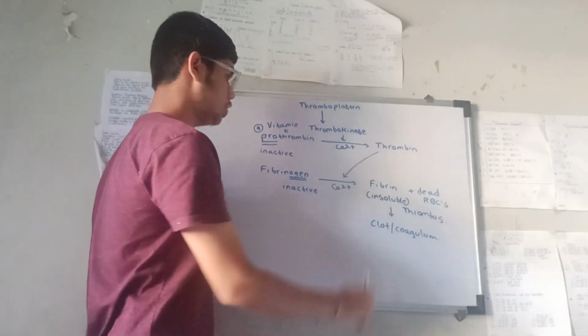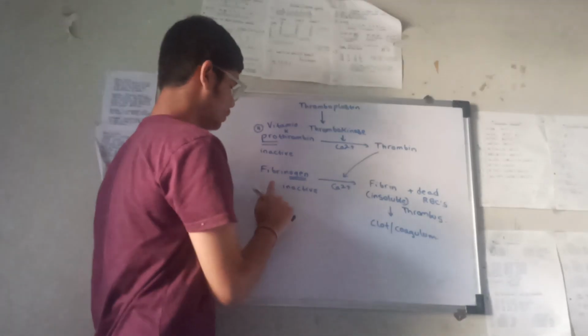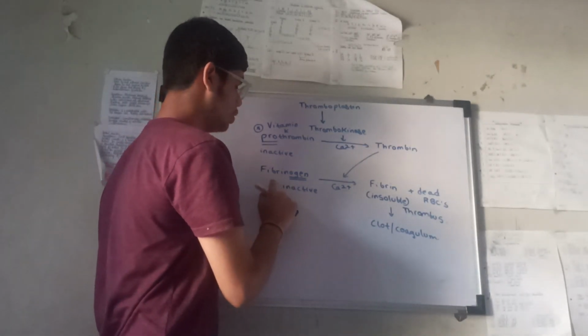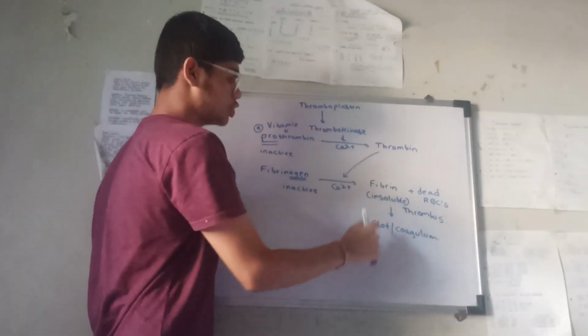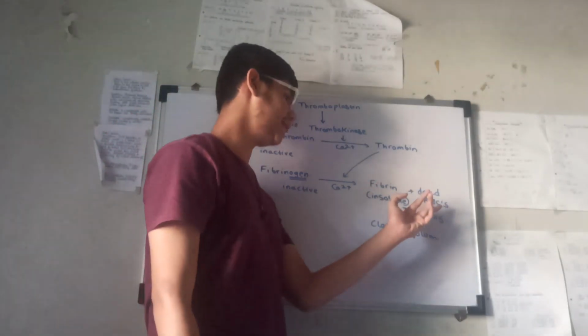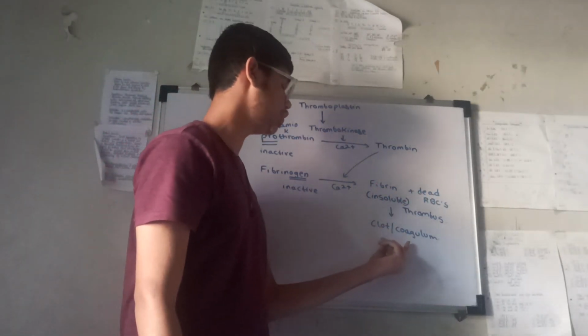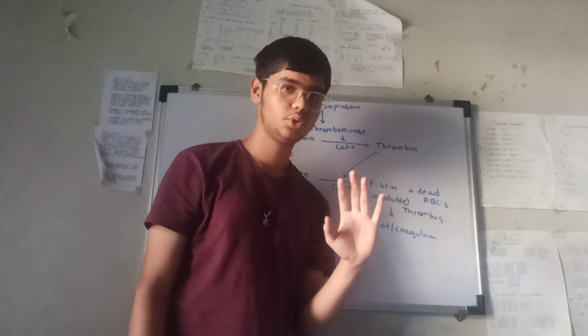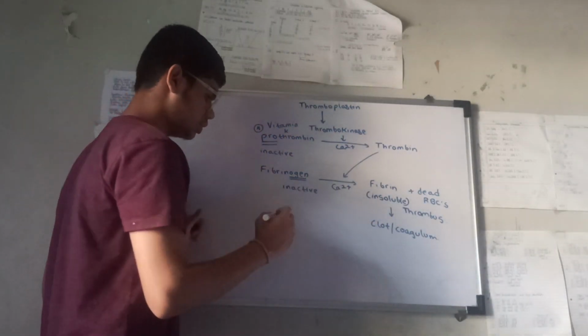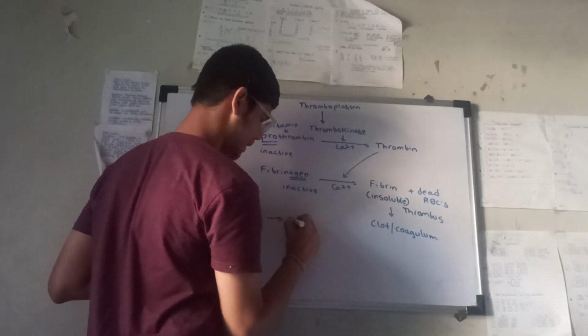Thrombin, then what does thrombin do? Thrombin converts inactive fibrinogen to fibrin, which is insoluble. Fibrin plus dead RBCs results in clot or coagulum. So yes, this process is called cascade reaction.